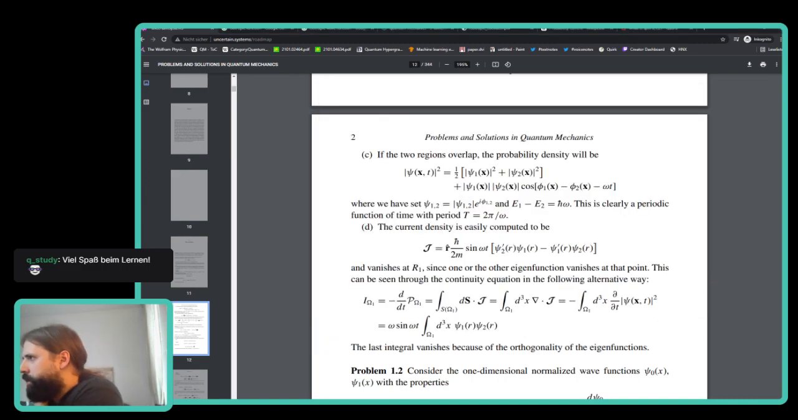This can be seen through the continuity equation in the following alternative way. And whatever that means, continuity equation. The last integral vanishes because of the orthogonality of the eigenfunctions.